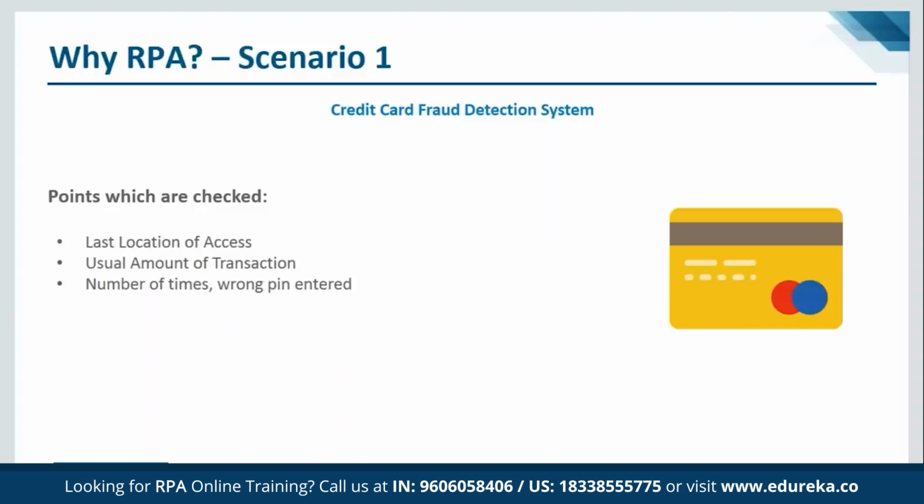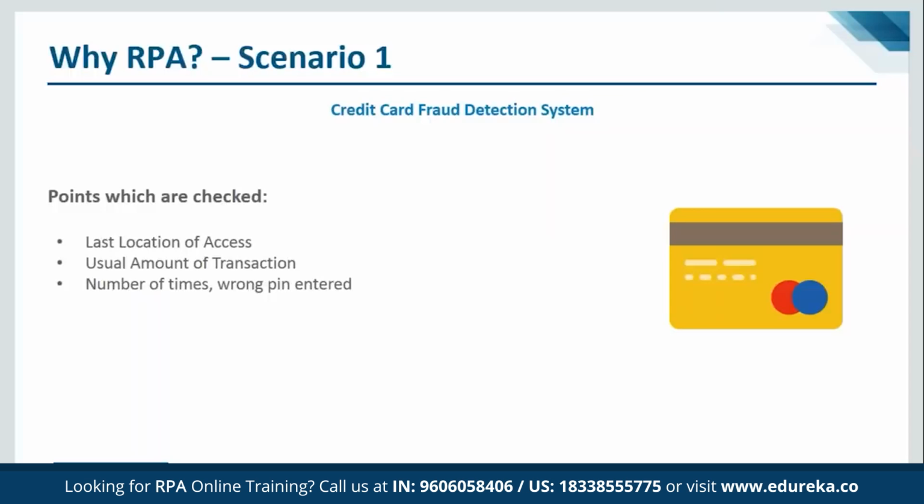For example, the last location of access of your credit card is far away from the location showing in the transaction right now. So it becomes suspicious. Second, the usual amount of transaction: maybe in a month you transact around 20 to 30,000 in cash from your credit card, but suddenly you made a transaction of 500,000. That is a huge number. That also becomes suspicious.